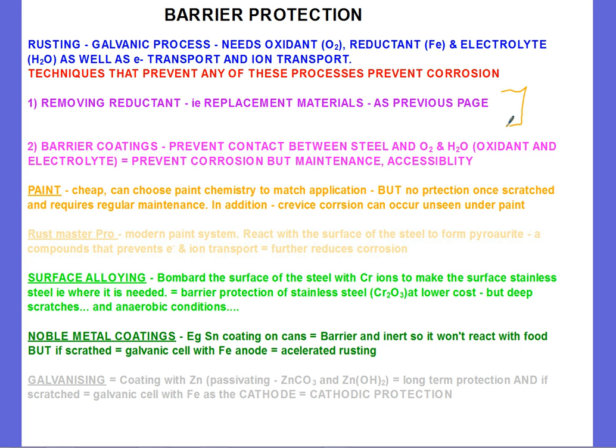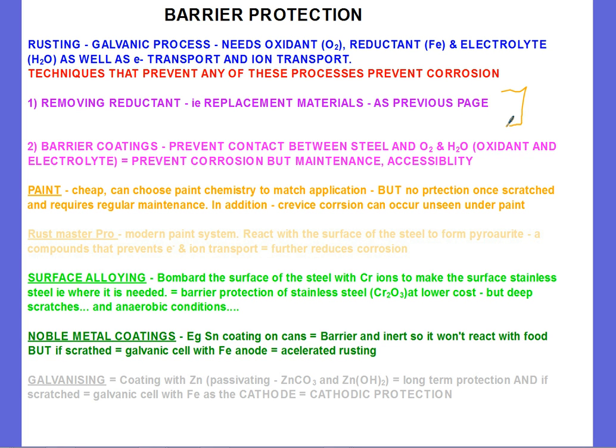Noble metal coatings. Sometimes these are very useful. For example, tin coating your food tins, and that's because tin is a noble metal. It won't corrode and also won't react with your food. The problem with tin coating is if you scratch the tin, you've now set up a situation where you've got a galvanic cell with iron being the anode, and therefore the iron oxidizes much faster because iron is the more reactive metal out of iron and tin.